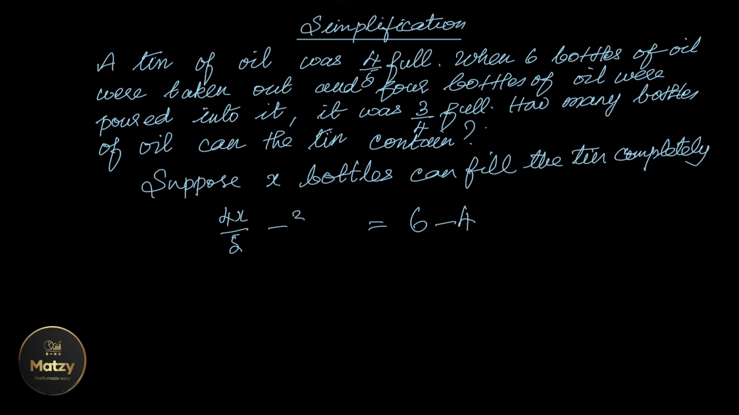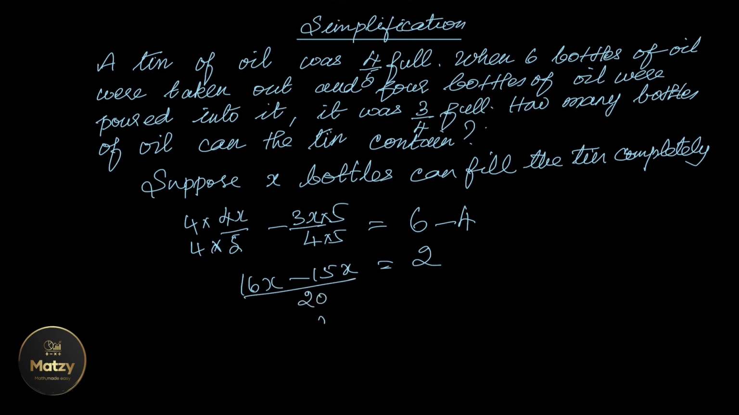Now I am taking LCM. What is the LCM? 20. Am I right? So into 4, into 4 here, into 5, into 5, numerator and denominator. So 16x minus 15x by 20 is equal to 2. Okay, x by 20 is equal to 2. So x is equal to 40. So the number of bottles is equal to 40. Thank you.